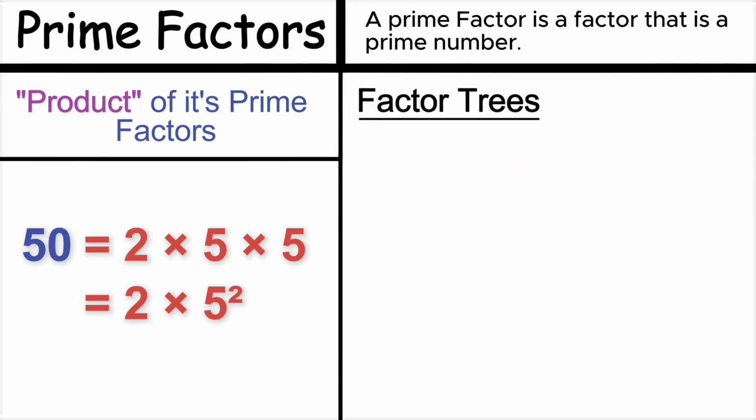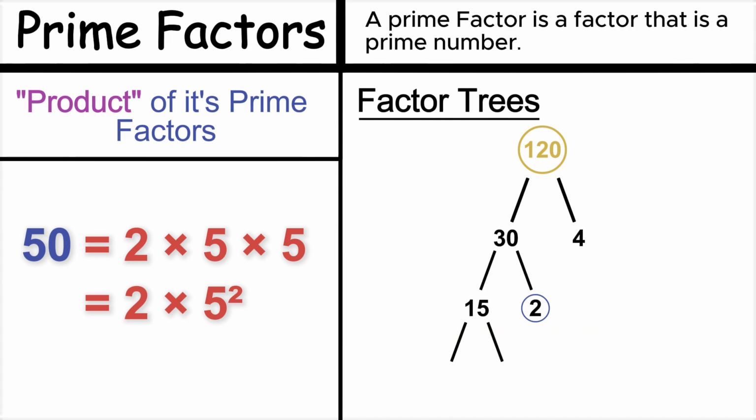Here's an example with the number 120. Because 120 has many different factors, the first step could vary. Personally, I'm going to break it down into 30 and 4 first. Then, I'm going to break 30 down into 15 and 2. Because 2 is a prime number, I need to circle it. Then, I'm going to break 15 down into 5 and 3, which are both prime numbers, so I circle them both. Now, I'll move on to the other branch.